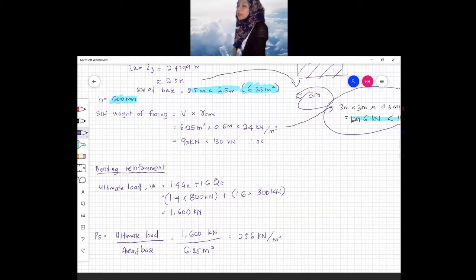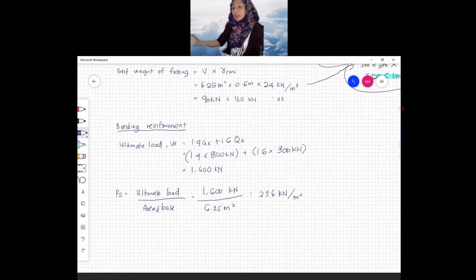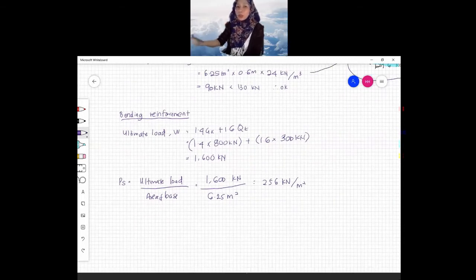Okay, so that is the ultimate earth pressure, meaning to say the load that going to be transferred untuk satu meter square adalah 256 kilonewton. So that's why kita kena kira this ultimate earth pressure, sebab kita nak tahu untuk 1 meter square tu berapa, sebab sebenarnya kita ada sebanyak 6.25 meter square punya area. So 1 meter square handle this much. Okay, and then we're going to calculate moment.